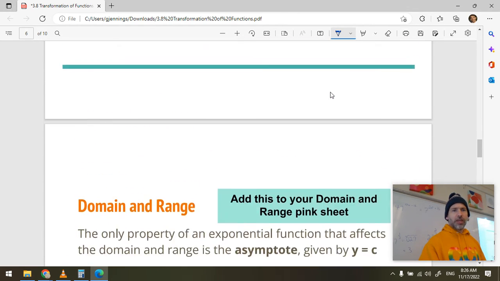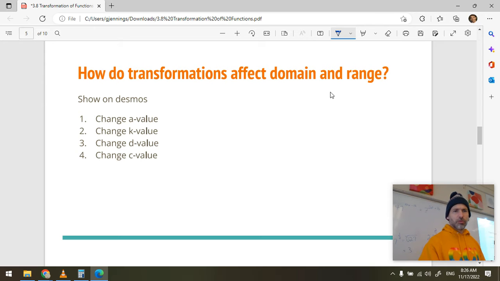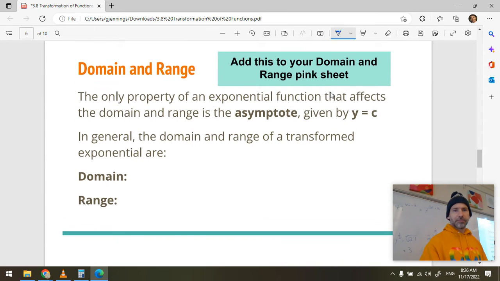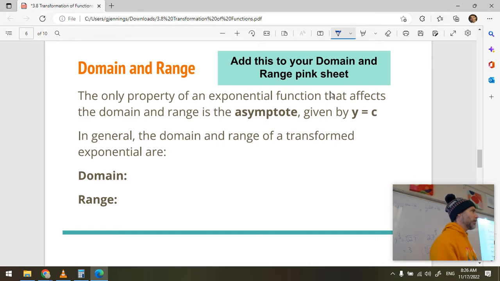So rather than doing this where I show you these in Desmos, let's take a look at what happens to the domain and range, and then we'll talk about Desmos. So properties of exponential functions that affect the domain and range, there's only one, and that's going to be c. And we saw yesterday that c changes the value of that asymptote, and in so doing, changes the range of your exponential function. The domain is just x's of the reals, and it doesn't matter how I transform that function, I can always use any value of x and put that into the function.